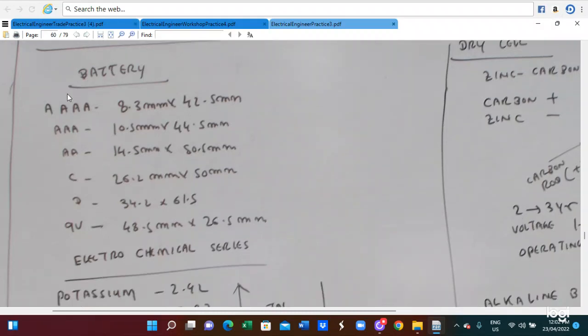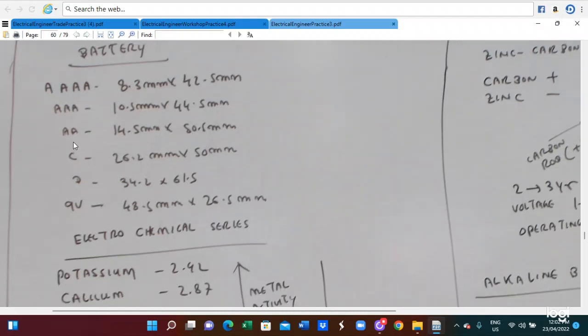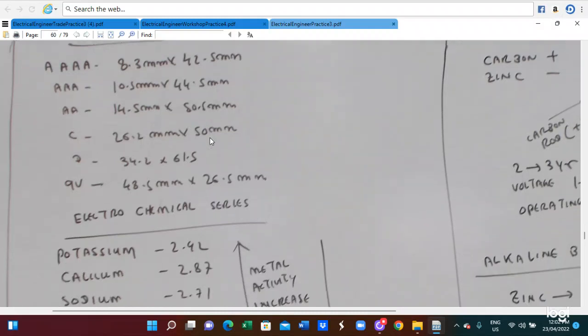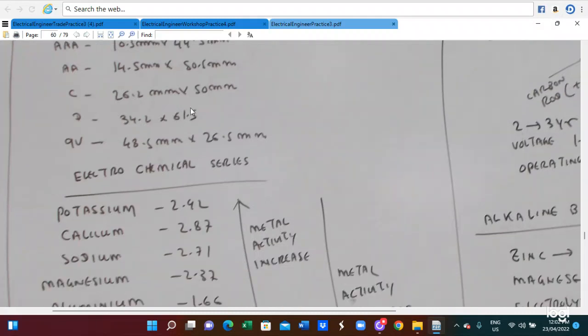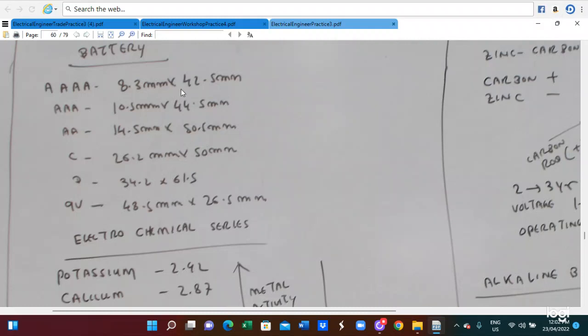This is the specification, quadruple A. So 8.3 millimeter and 42.5 millimeter. A is 10.5 millimeter by 44.5 millimeter. The dimension A is 14.5 millimeter multiplied by 50.6 millimeter. C is 26.2 millimeter multiplied by 50 millimeter. D is 34.2 millimeter multiplied by 61.5. N is 8.5 millimeter multiplied by 26.5 millimeter. This is the dimension classification of the battery.